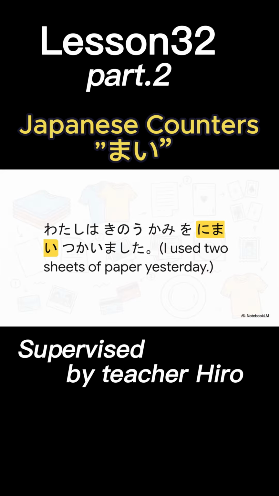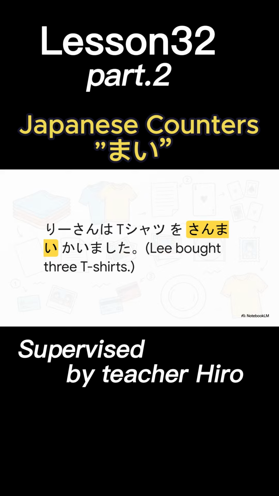Here we're talking about kami, or paper. Paper is thin and flat, so what counter do we use? Of course, it's mai. Nimai, 2 sheets. I used 2 sheets of paper yesterday. It makes perfect sense. And here's our original example again.